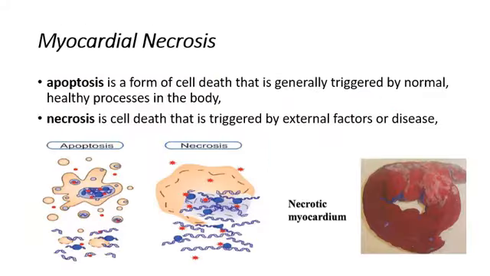What is necrosis? Necrosis is cell death that is triggered by an external factor or disease. It should be differentiated from the other term, apoptosis, which is normal cell death or programmed cell death. Once necrosis has happened, all the contents of the cells will be released into the circulation.